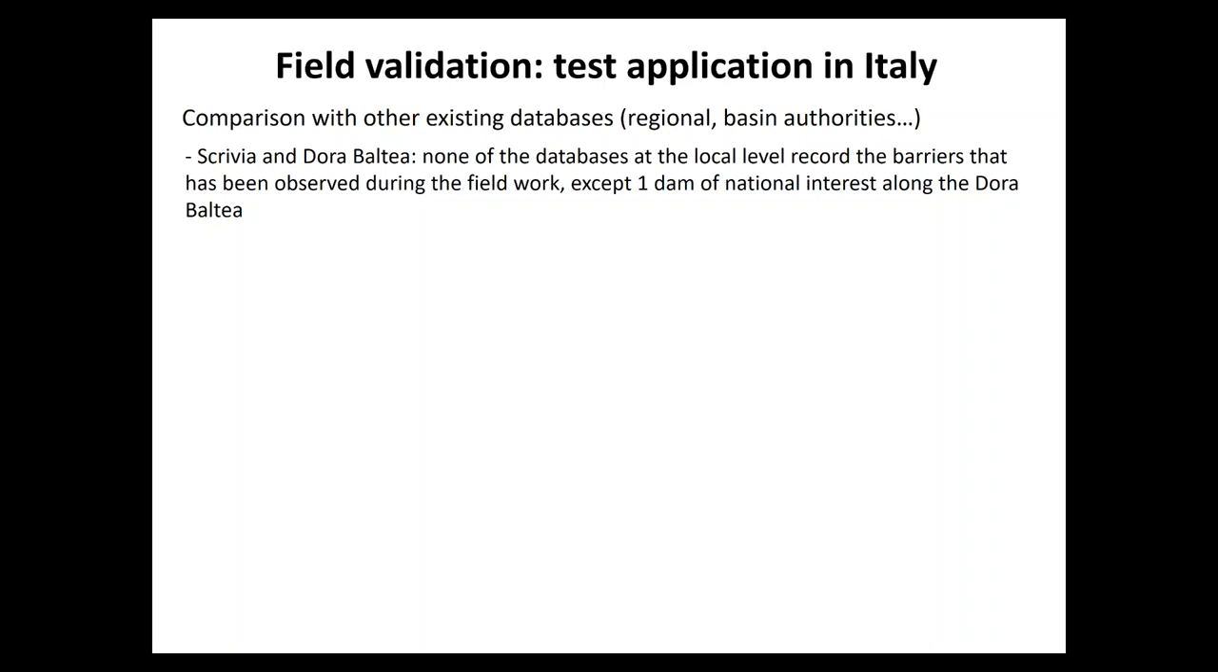For some rivers, the Scrivia and the Dora Baltea, both Apennines rivers, tributaries of the Po River, none of the databases at the local level record the barriers that we have observed during our fieldwork, except one dam of national interest. So even the detailed regional local databases are not recording all the existing information, the real information.